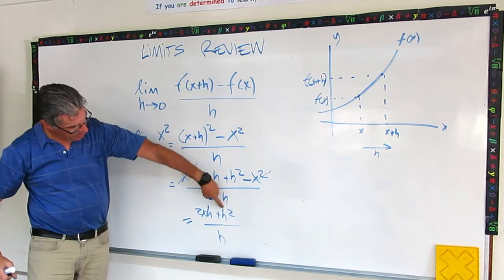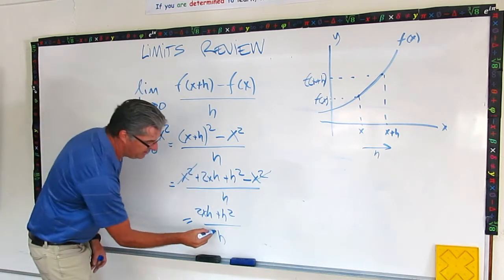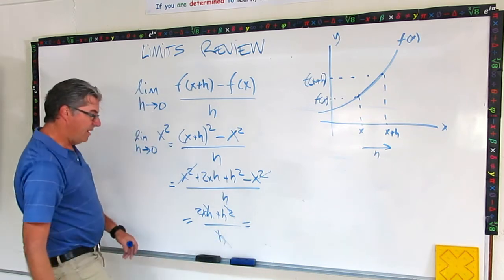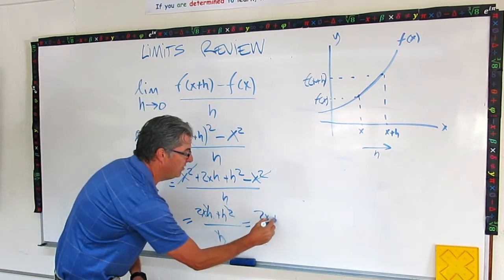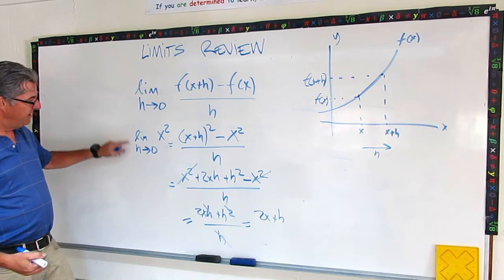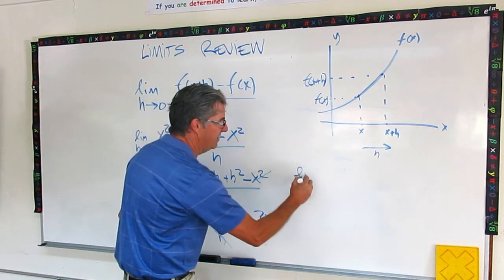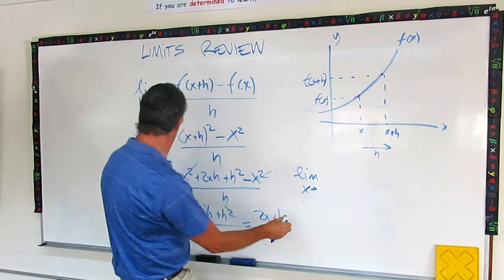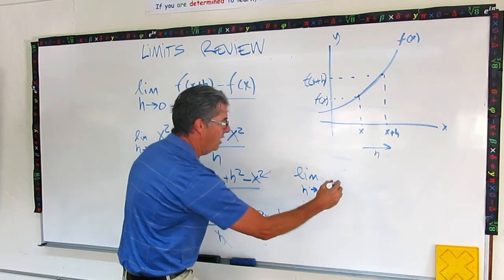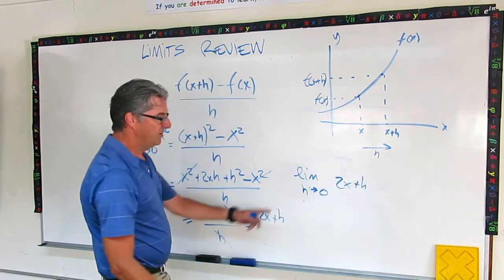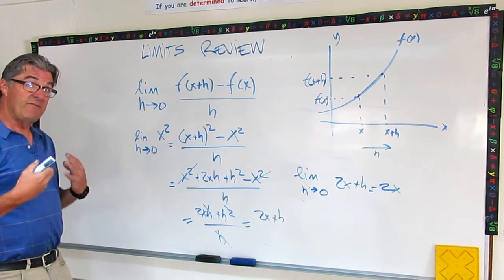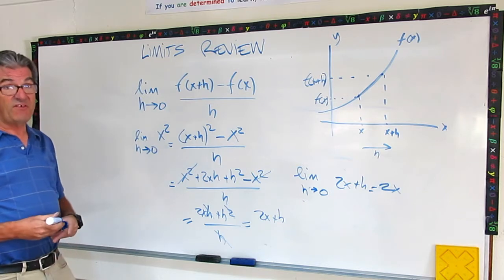Now I have an h in both those terms, so I can cancel. It's going to cancel out that h, and it's going to lose the squared on that one. So this is going to end up being 2x plus h. We got rid of our divide by 0 problem. So now we can take the limit as h approaches 0 of 2x plus h. Now as h goes to 0, this is just going to give us 2x. So that's the derivative function that we can now use to analyze and find the slope of a tangent line at any point.